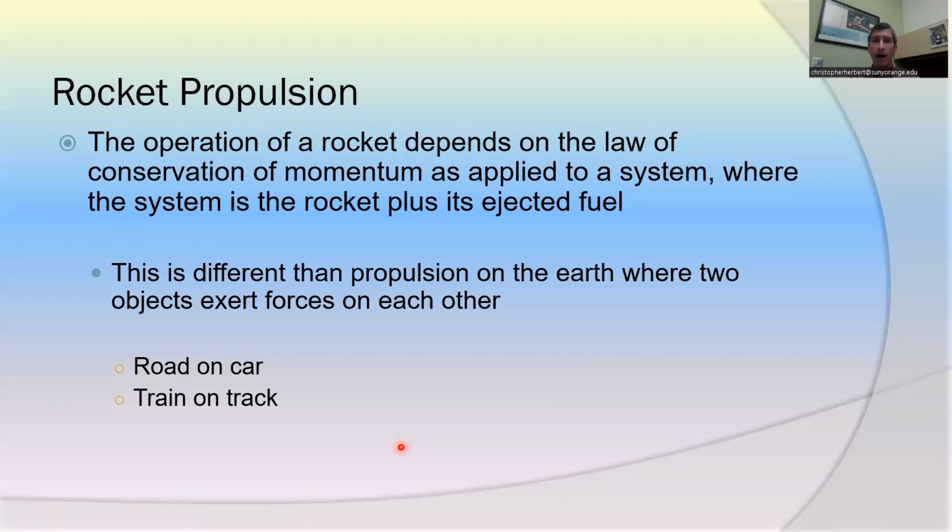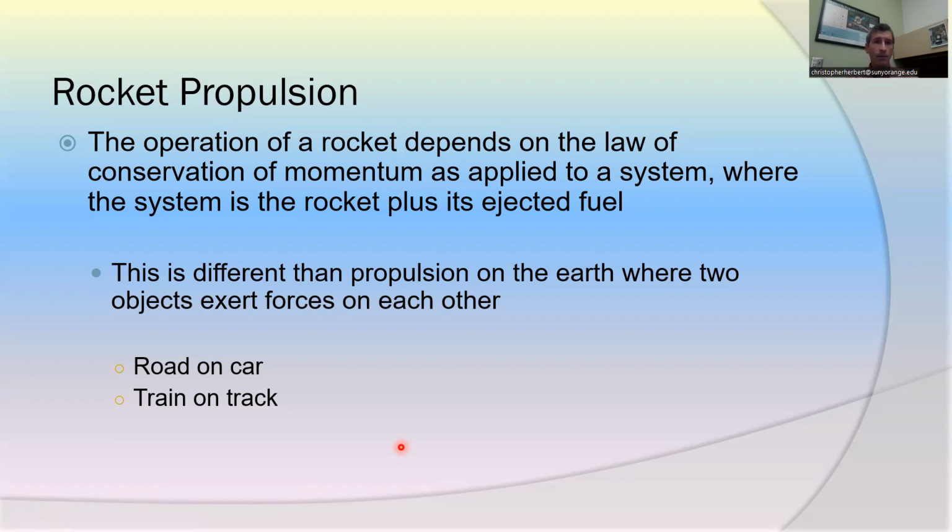But it's important to note that unlike a perfectly inelastic collision, where two bodies come together and then stick afterward, here we have two different parts of the system, the rocket and the fuel, which is going to be used to create the propulsion, which start together and then end up being separate objects.